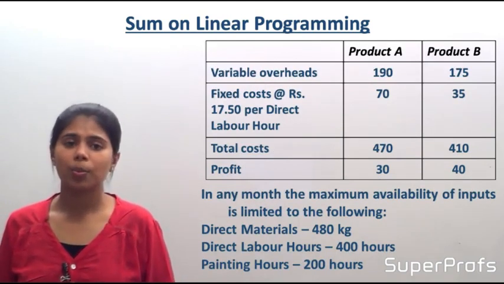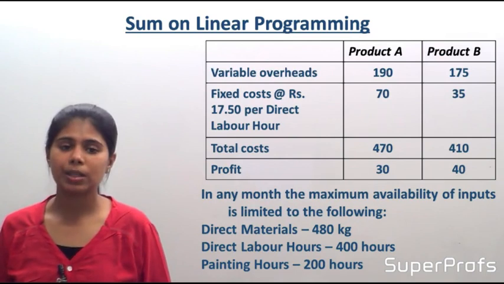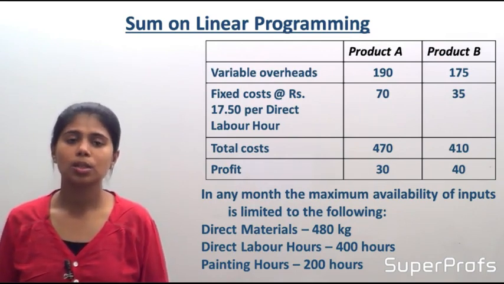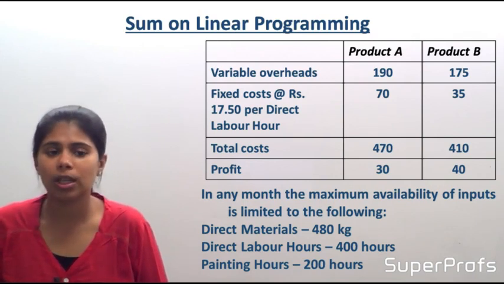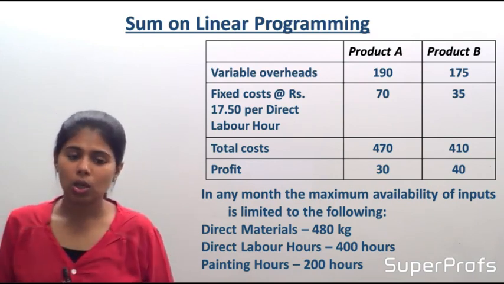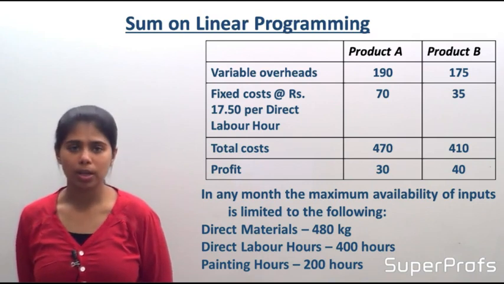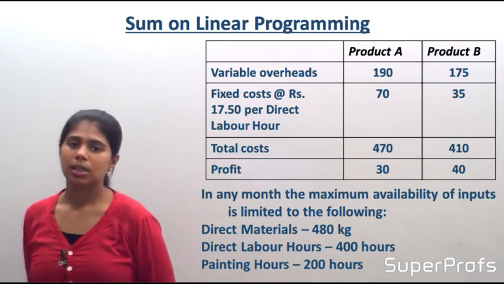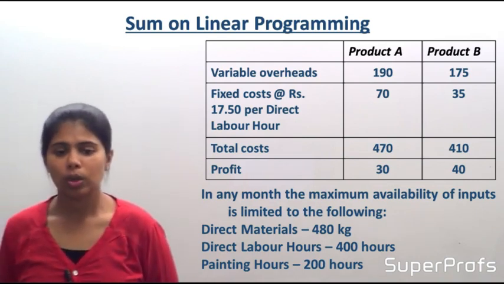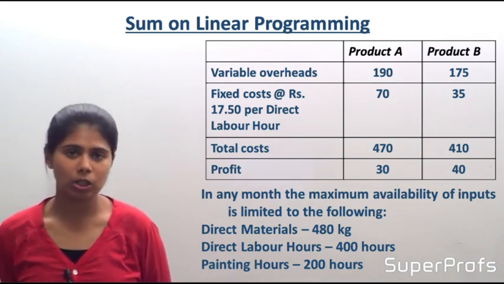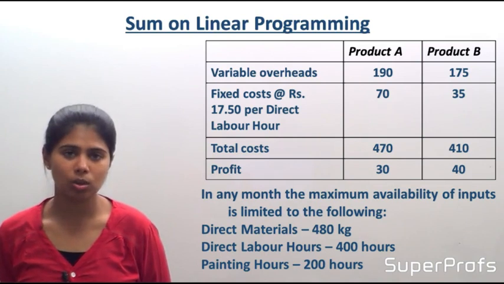Variable overheads for product A is 190, product B is 175. Fixed costs at 17.5 rupees per direct labor hour is 70 for product A and 35 for product B. Total cost is 470 and 410, and my profit is selling price minus my total cost, which is 30 and 40.